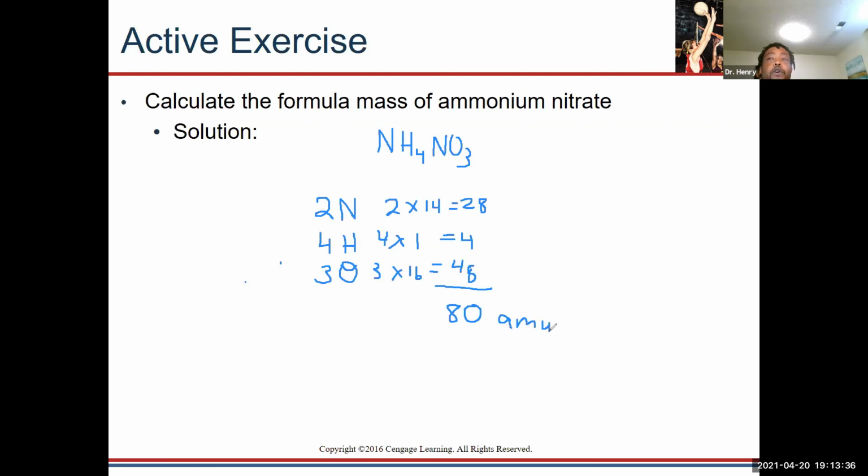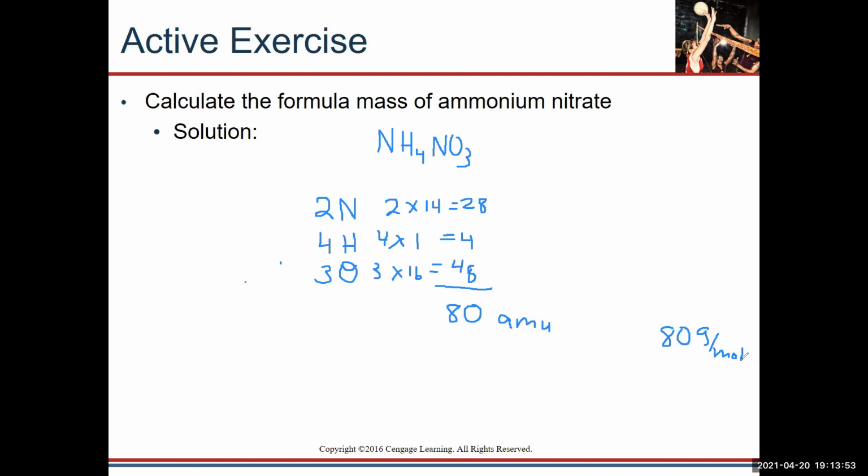So if I ask you for the formula mass, you're going to give me AMU or U, units. Or if I ask you for the molar mass, you're going to give me 80 grams per mole. Okay. Simple? Simple. Okay.